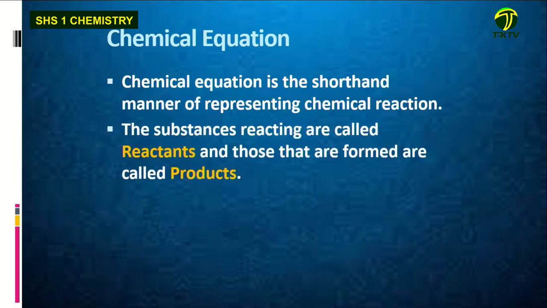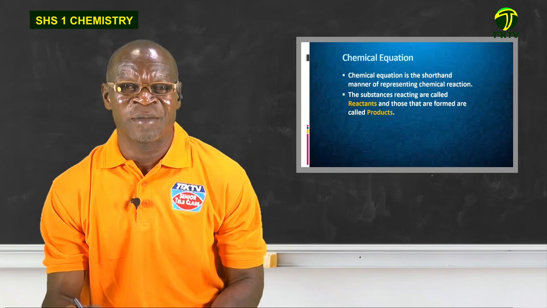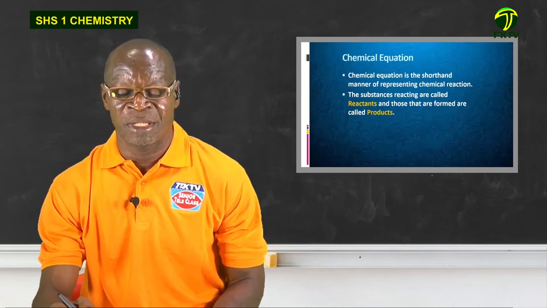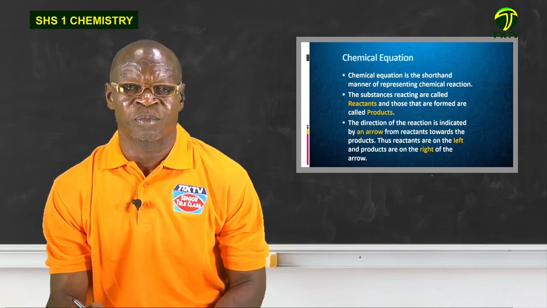Now, the substances that are reacting, we call them reactants. So students, repeat after me, reactants. And those that are being formed, we call them products. And as usual, repeat it, product. This product is not as the maths teacher will come and tell you, let's find the product of 2 and 3. No. This time, it is the substances that are being formed. That is what we call product.